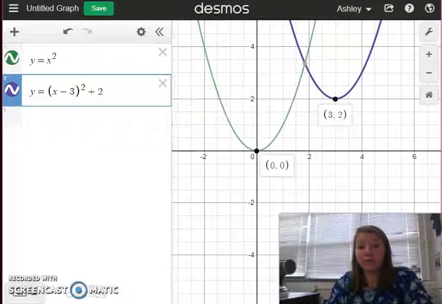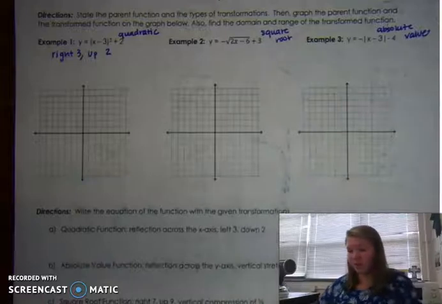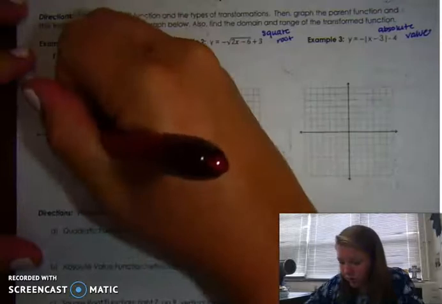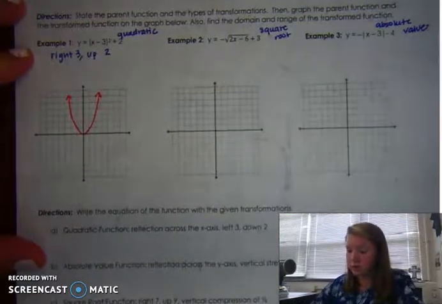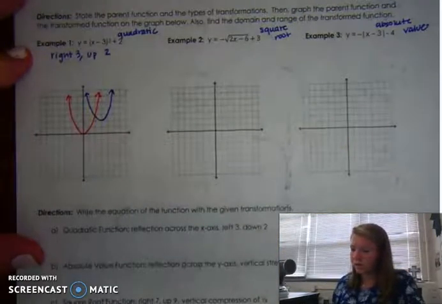So we're going to graph these two functions on the graph paper given. I'm going to graph the parent function in red. You can use whatever method works best for you in your notes. And then I'm going to do the transform function in blue. So right 3, up 2, and then make that same U shape.